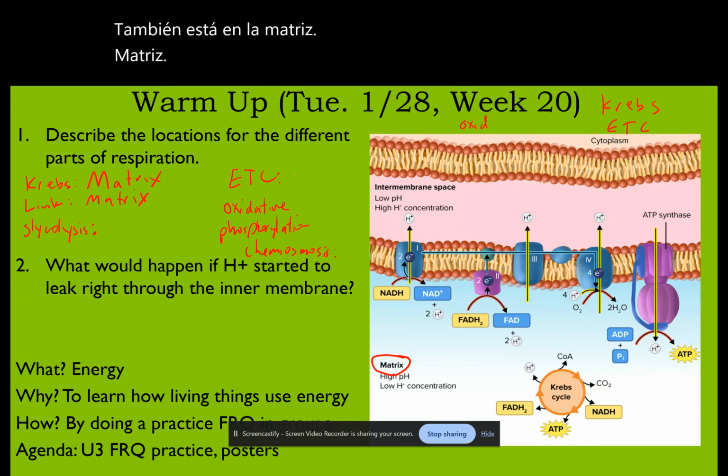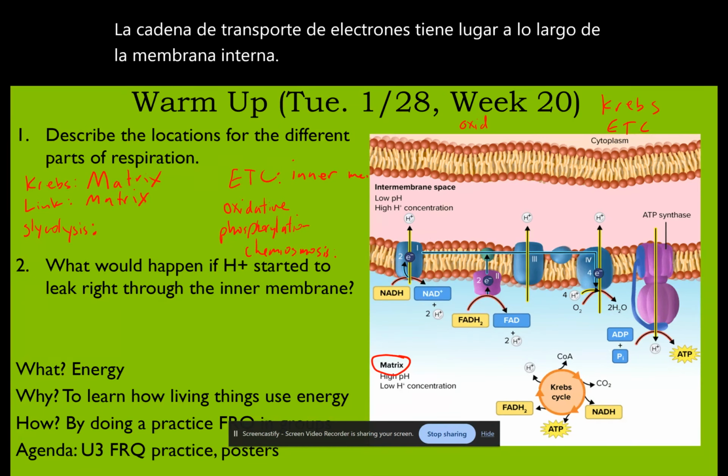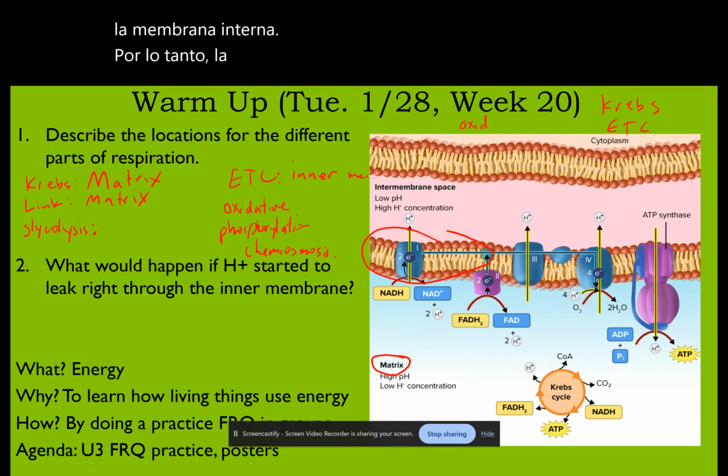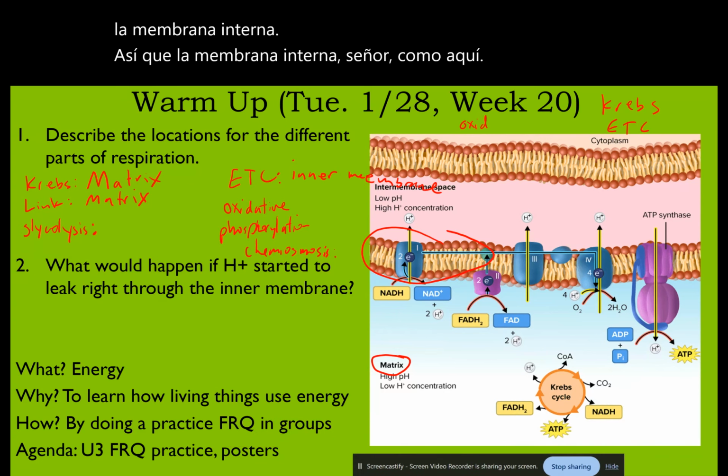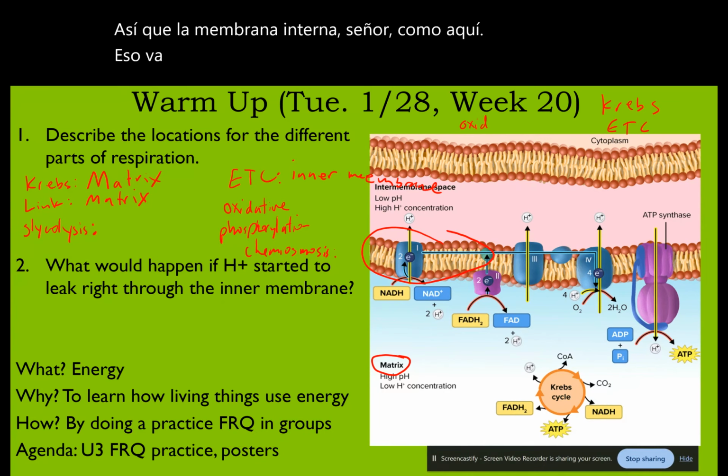The electron transport chain takes place along the inner membrane. So inner membrane, like right here. Yeah, the electron transport chain is right along that inner membrane.